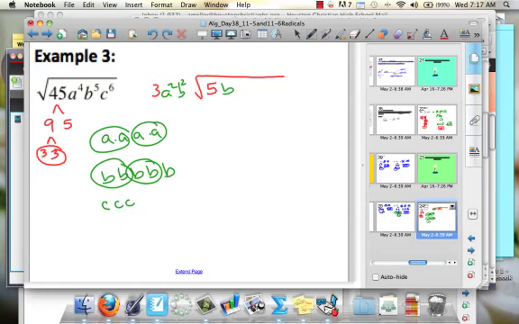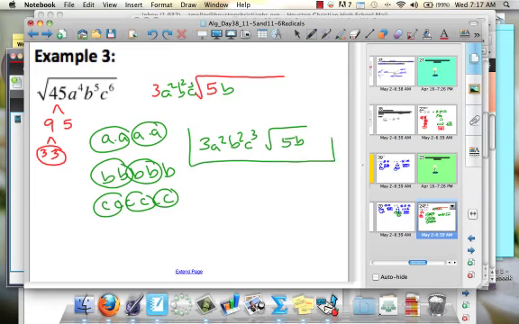C, 1, 2, 3, 4, 5, 6. 1 set, 2 sets, 3 sets outside. So we have 3a squared, b squared, c cubed, square root of 5b. And that's our final answer. Okay.